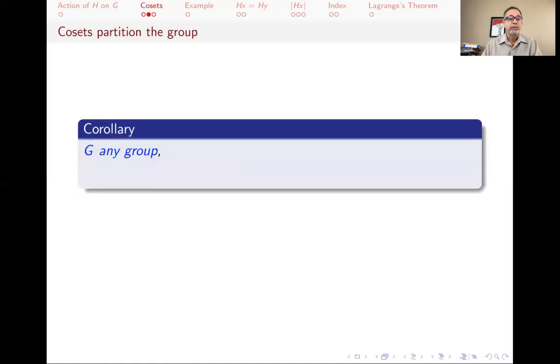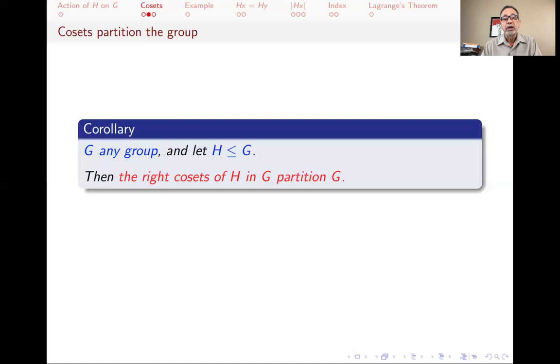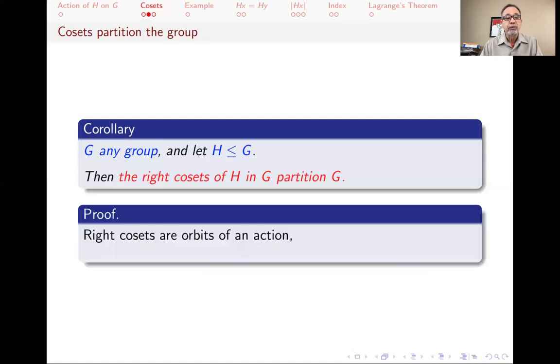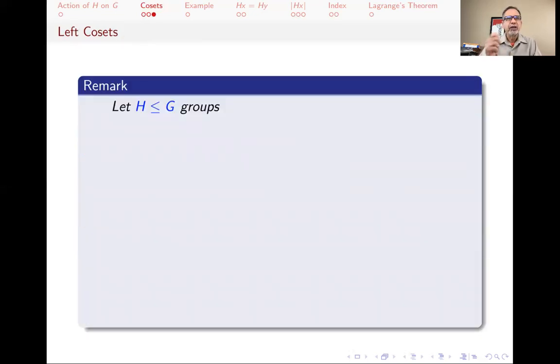Here we already have a corollary. G is any group, and you pick a subgroup, your favorite subgroup H. Then the right cosets of H in G partition G. And I've already discussed why this is. The reason is that the right cosets are orbits of an action, and orbits always partition. Could we have done this slightly differently?